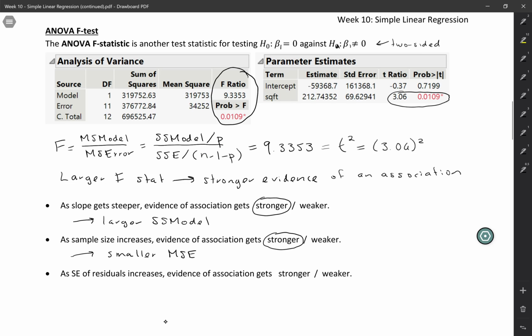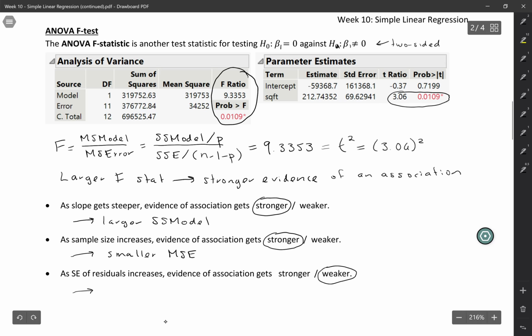So the larger your sample size, the stronger your evidence. And finally, the standard error of the residuals. So the standard error of the residuals is like the spread around the regression line. And as the values get more spread out around the regression line, the evidence of an association is going to get weaker. So the standard error of the residuals is a way of measuring the unexplained variability.